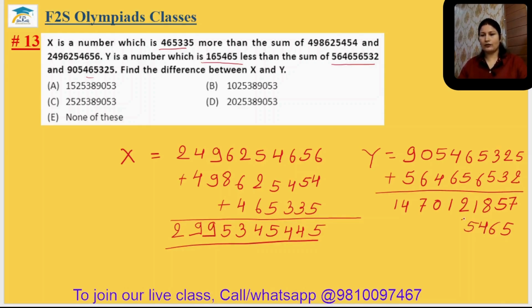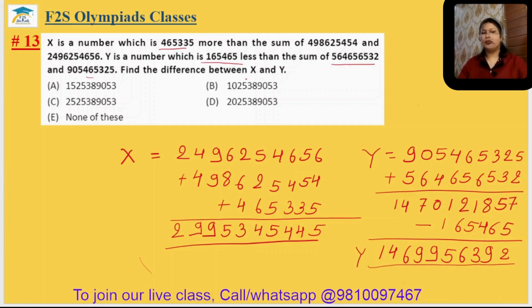561. Subtract it. 7 minus 5, 2. 15 minus 6, 9. 7 minus 4, 3. 11 minus 5, 6. 11 minus 6, 5. Now 10 minus 1, 9. Now 9. Here it is 6. Here it is 4. Here it is 1. This is your value of Y.